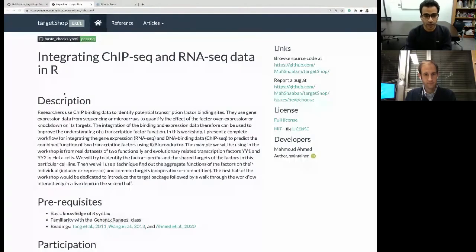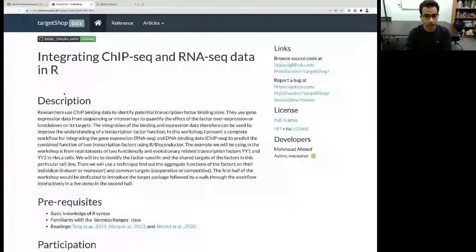The floor is yours. Okay, so hello everyone. My name is Mahmoud Ahmed, and I am a PhD student at Gyeongsang National University in South Korea. So today I want to talk about an R package that I developed and submitted to Bioconductor that I use to integrate DNA binding data like ChIP-seq and gene expression data like RNA-seq or microarrays.